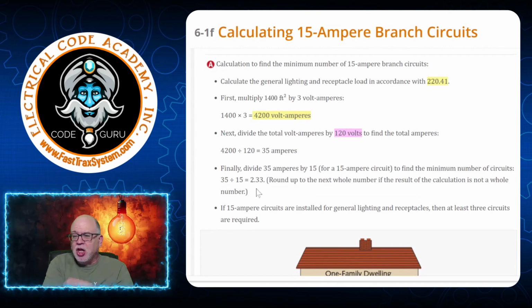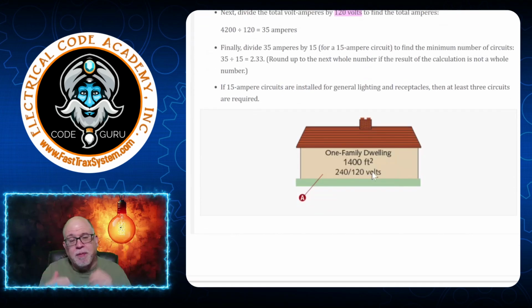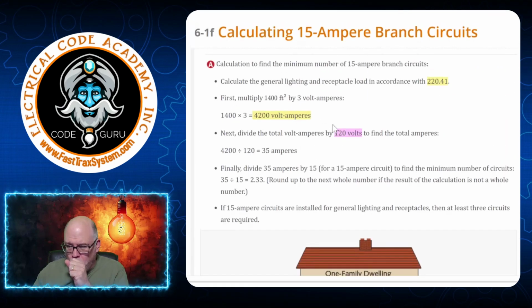Well, we're talking about the minimum number of branch circuits at 15 amperes. You can't have a 0.3 of a circuit. So if it requires 2.3, then I'm going to have to round it to what? To 3. So I need a minimum of 3 15 amp branch circuits to supply that 4,200 VA worth of load based on 3 VA per square foot, okay? So that's the minimum. Now, in reality, you're probably going to have way more than that. You're probably going to have a circuit to one bedroom, a circuit to another bedroom, a circuit to the living room. But when it comes to the code, that is how you calculate it out.